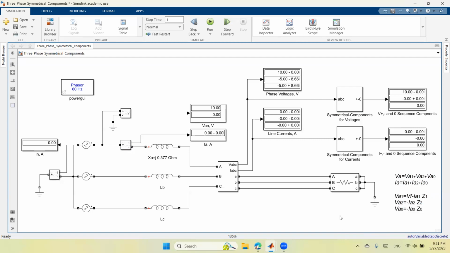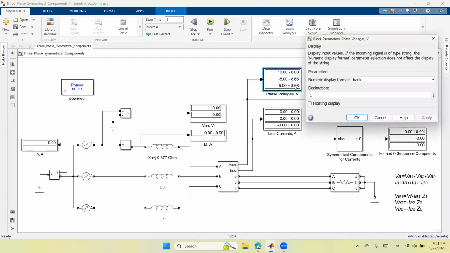Okay, so I went through all these components. Again, these are simple displays, but you expand them. So this is a display, and I'm selecting format bank in order to see only 2 digits after the decimal point.